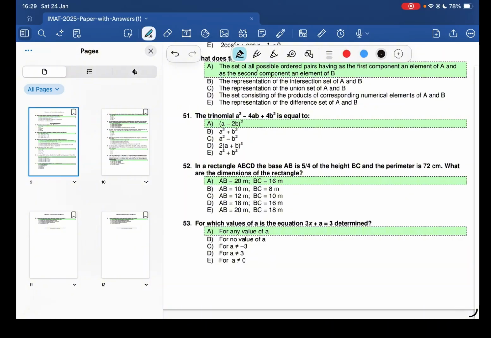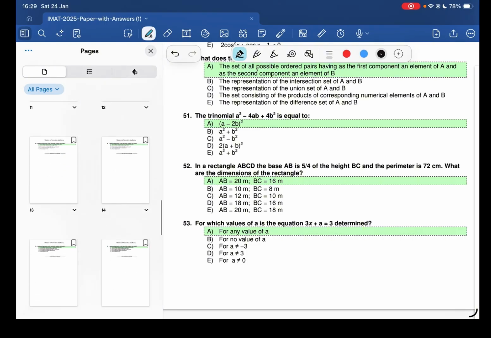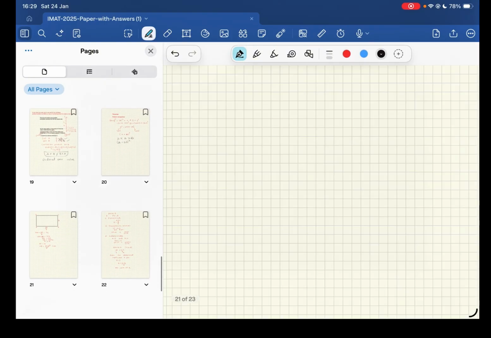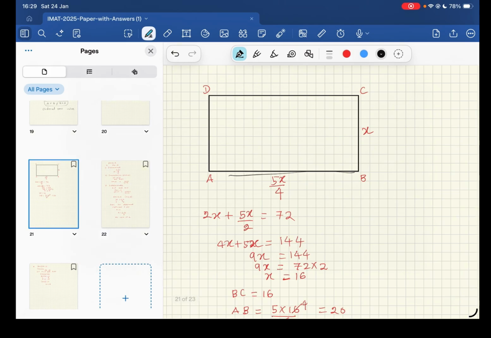Make sure whenever you are doing this kind of question, sketch it, even though it could be easy, to avoid any careless mistake. Make sure you sketch the diagrams. So let me sketch it. ABCD, which is the rectangle.